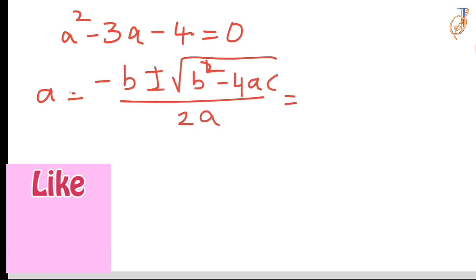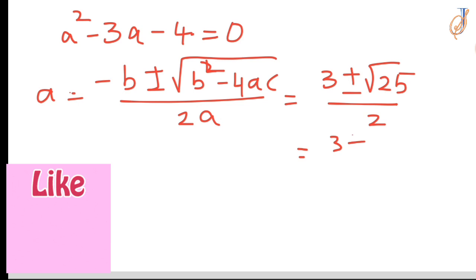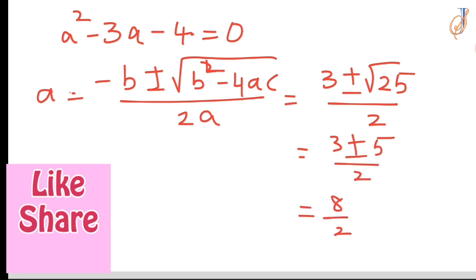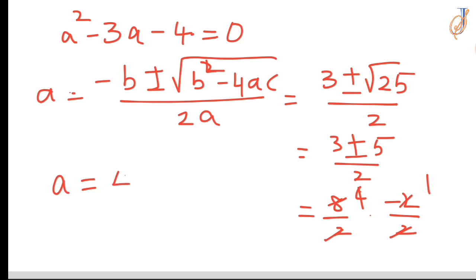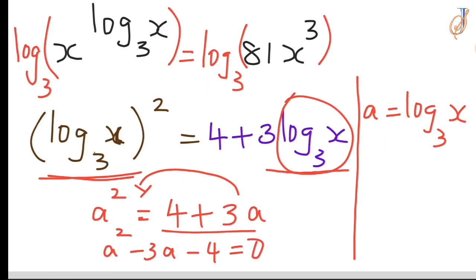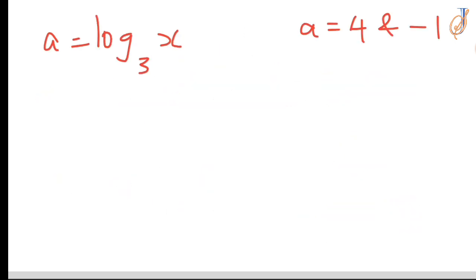Then you will get 3 plus or minus square root of 25 over 2, which gives 3 plus or minus 5 by 2. So that is equal to 8 by 2, and another one is minus 2 by 2. So after cancelling we will get 4, and here we will get minus 1. So a values are 4 and minus 1. So now we substitute back in our logarithm expression. We consider a equal to log x with base 3. So first take a equal to 4.